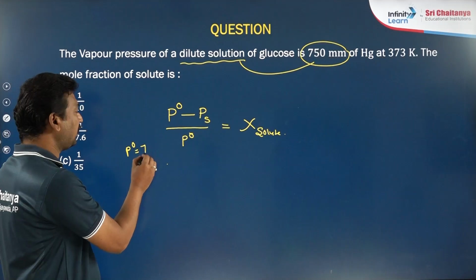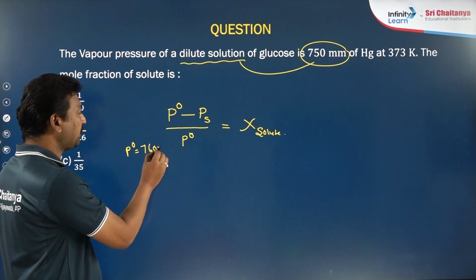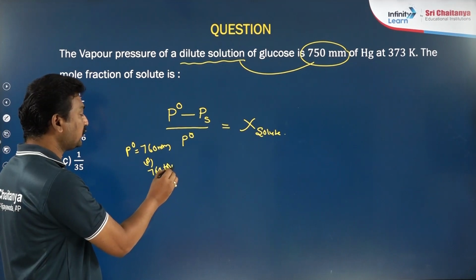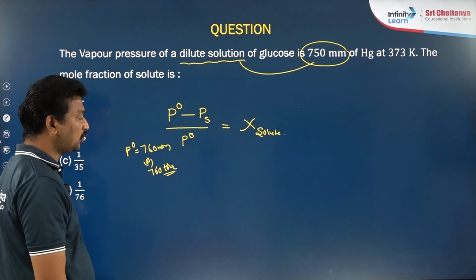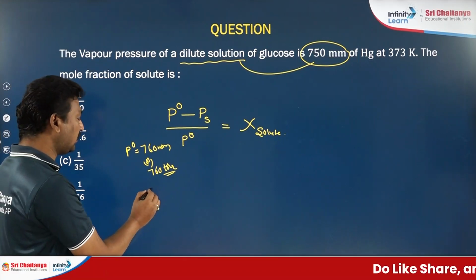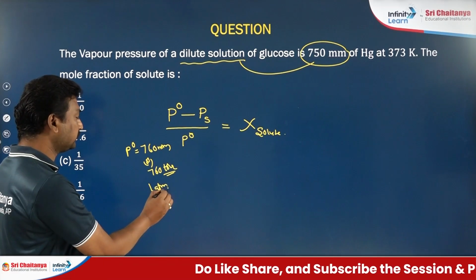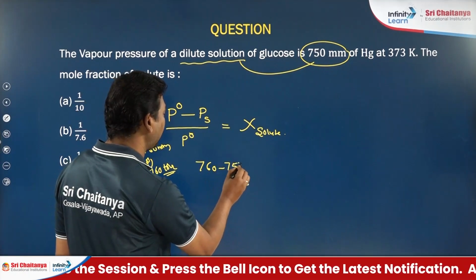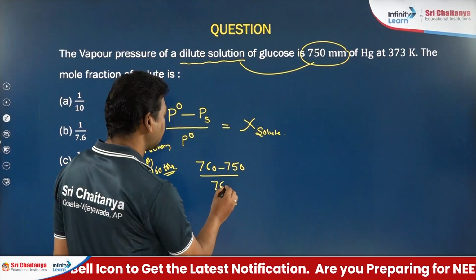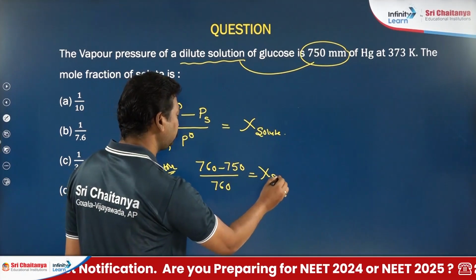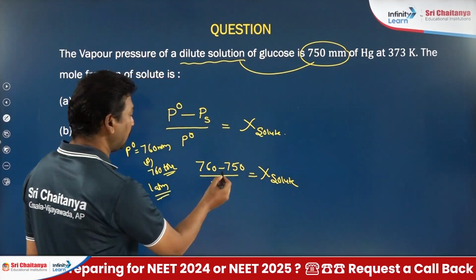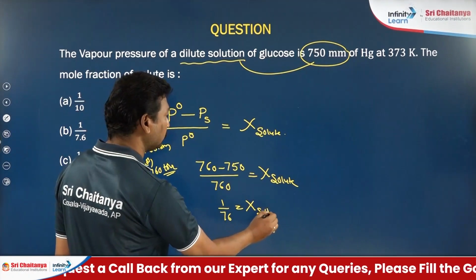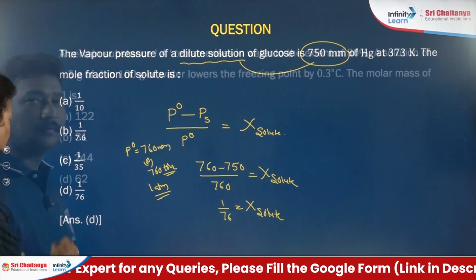by taking the height of the mercury column. 760 mm of mercury you can take, or 760 torr you can take. Suppose the vapor pressure is in torr, 760 torr you can take. So that is 760 minus 750 by 760, which is equal to the mole fraction of the solute. So 10 by 760, 1 by 76, which is equal to the mole fraction of the solute. 1 by 76.